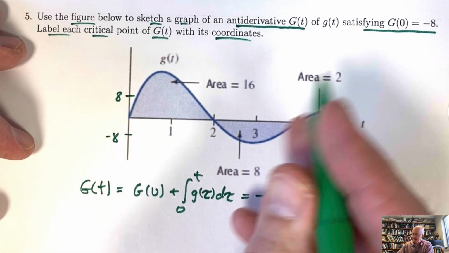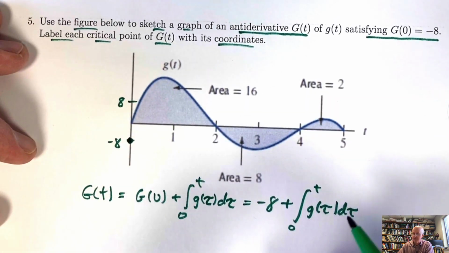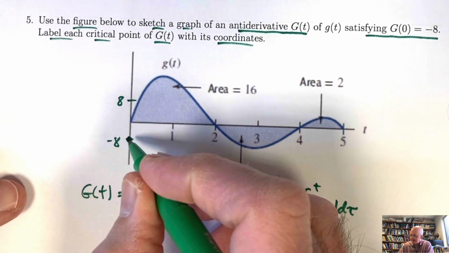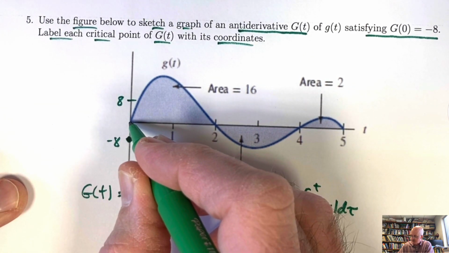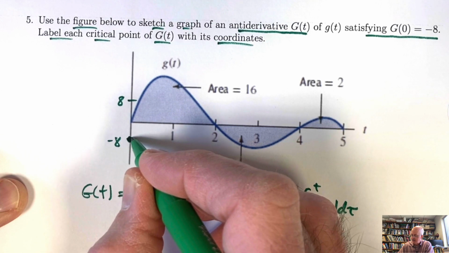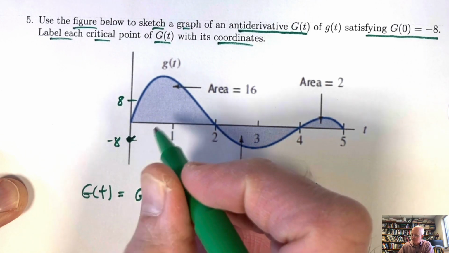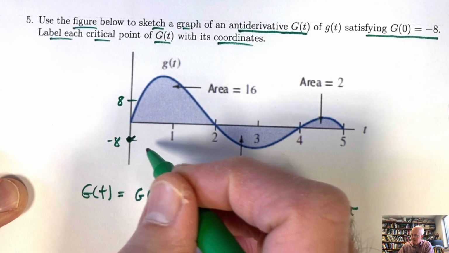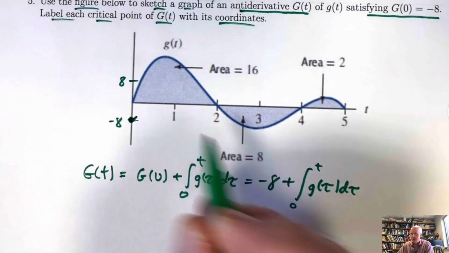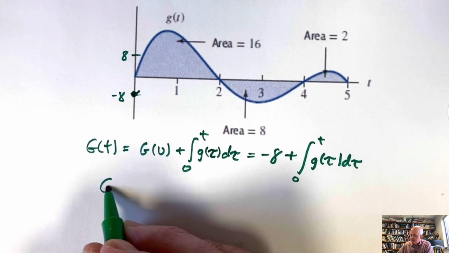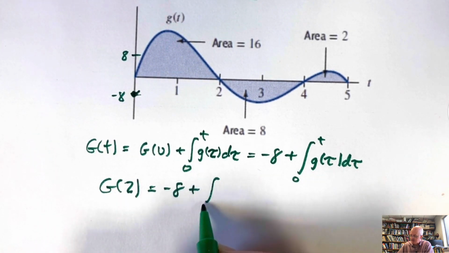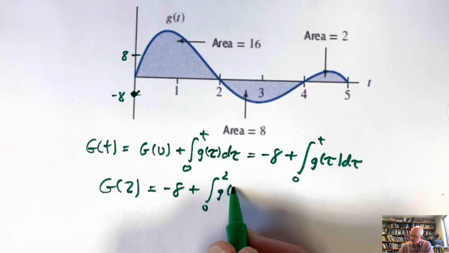Capital G of 0 is -8. This point is on the graph of capital G. And in fact, the slope at t equals 0 is 0 there because the value of little g of 0 is 0. It's going to be a horizontal tangent there. And then the graph is going to be positive in slope because little g has positive values. It's going to be concave up. As t increases from 0 to 2, capital G of 2 is -8 plus the integral from 0 to 2 of little g of t dt.